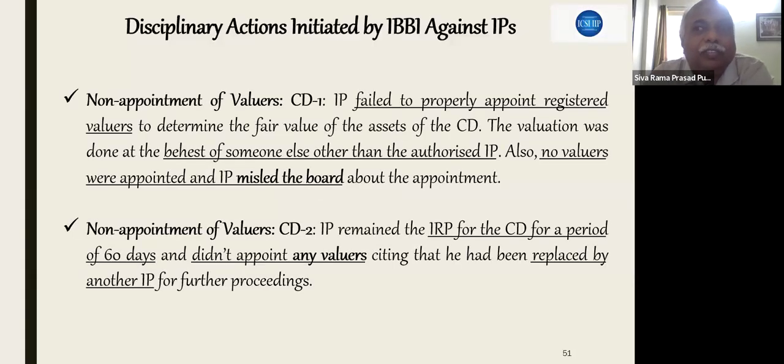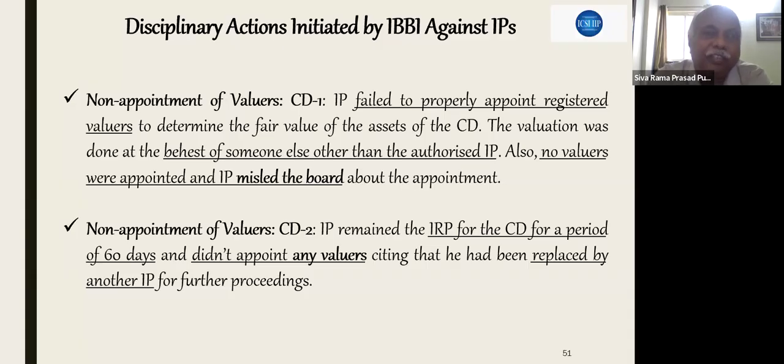Non-appointment of valuers, CD1. The IP failed to properly appoint registered valuers to determine the fair value of the assets of the CD. The valuation was done at the behest of someone else other than the authorized IP. Also, no valuers were appointed, and the IP misled the board about the appointment.